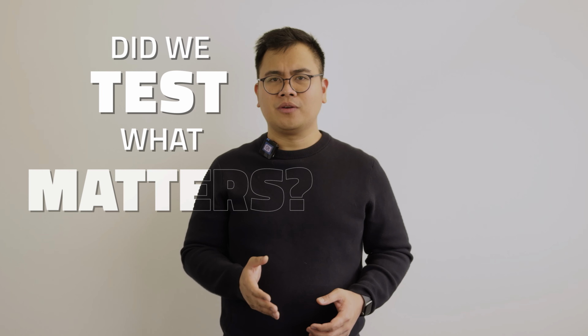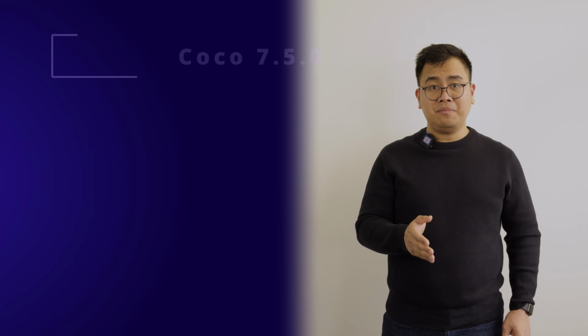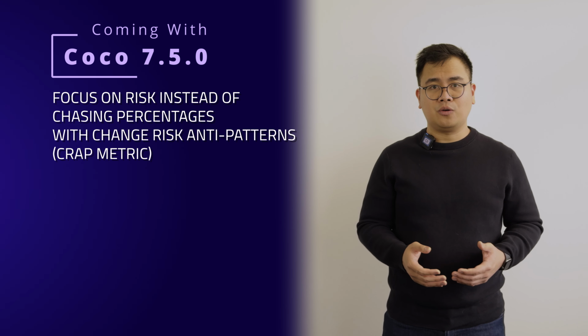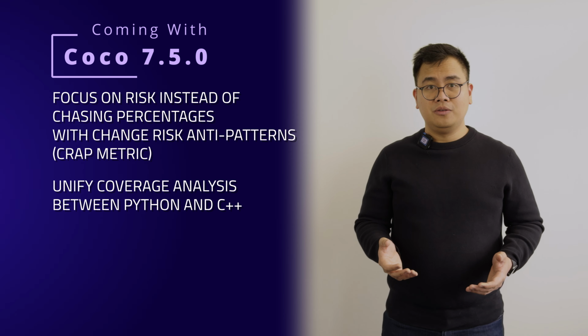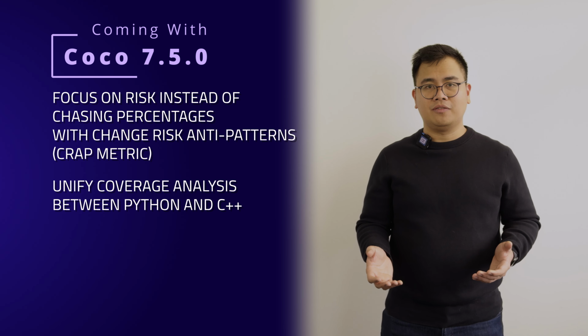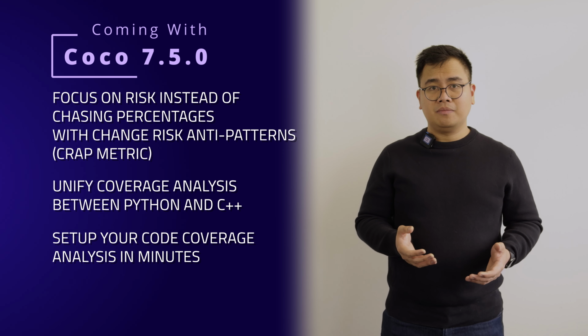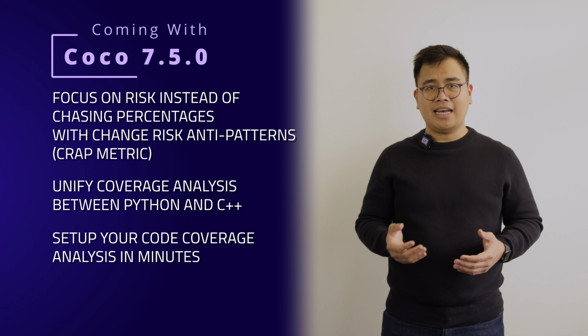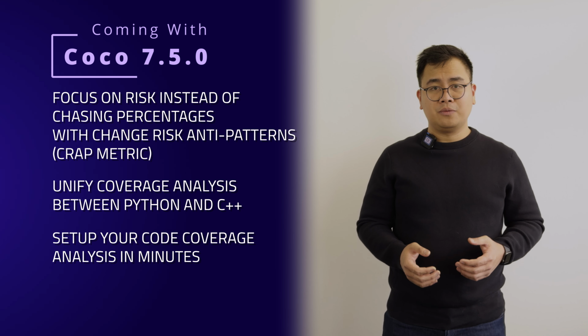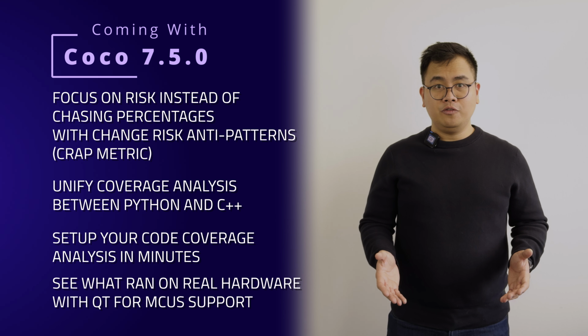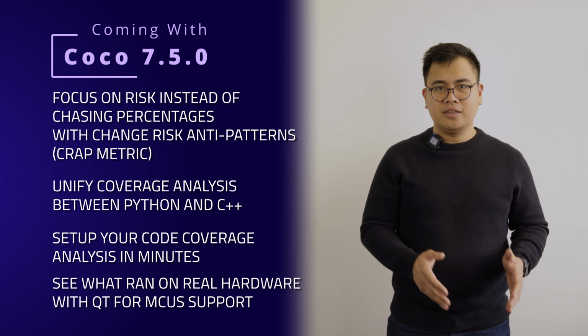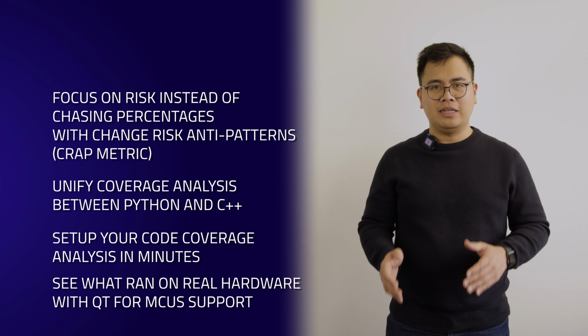In the beginning, we asked a simple question. Have we tested the parts of the code that actually mattered? Coco helps you answer that with confidence. With the CRAP metric, you can focus on testing the code with the highest risk instead of chasing coverage percentages. With cmimport, you can analyze Python and C++ code coverage in one report. And with Coco Setup, enabling code coverage becomes an easy task instead of a project milestone. And with Qt for MCU support, you can easily see what ran on real hardware. These improvements turn coverage from a number you report into something that you can use to make release decisions.